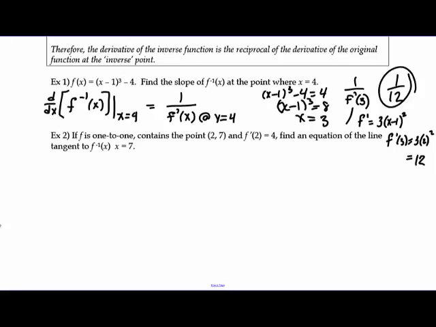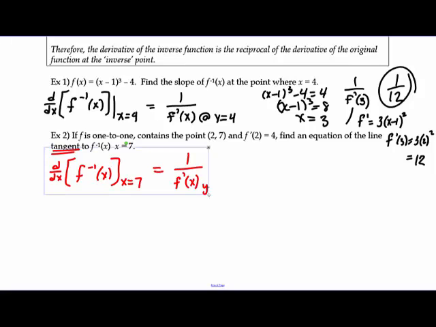If f is 1 to 1 and contains the point (2, 7) and f prime of 2 is 4, find an equation of the line tangent to f inverse at 7. So if I want a tangent line to f inverse at 7, that means I'm taking the derivative of f inverse at 7, which is 1 over the derivative of the original when y equals 7. When y equals 7 on the original, x equaled 2. So that's going to be 1 over f prime of 2, and 1 over f prime of 2 is 1/4. So there's my slope of the tangent line I need.